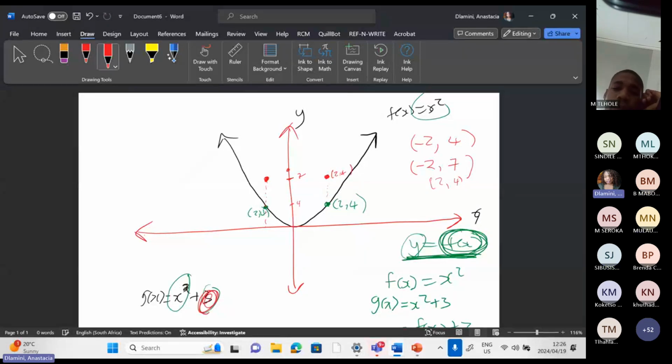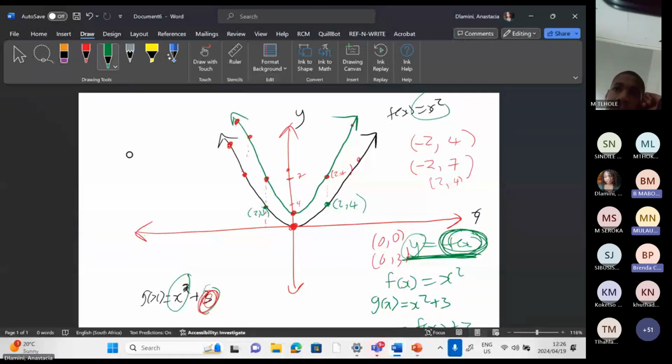But it's 0, isn't it? 0 and 0, so if you're adding 3, that will be 0 and 3. So meaning that your parabola will shift from here and it will come here. Now, how do you draw the new parabola? The new parabola is like this. It's going upwards 3 units. It means it has moved 3 units upwards.